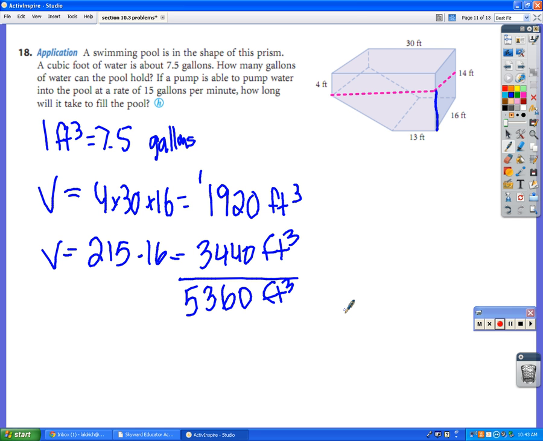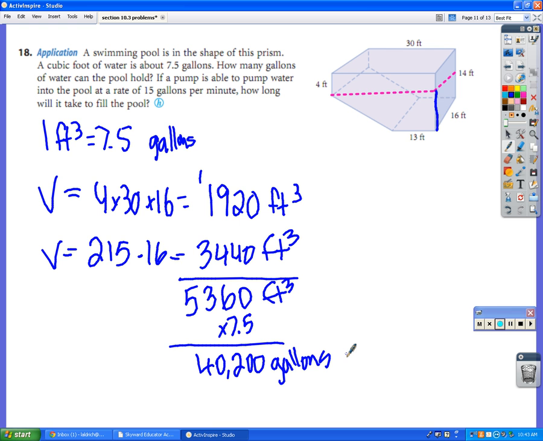So how many gallons is that if every cubic foot is 7.5 gallons? Are we going to multiply or divide? Every cubic foot is 7.5 gallons, so we're going to multiply by 7.5. 40,200. Okay, so that's 40,200 gallons of water. Okay?